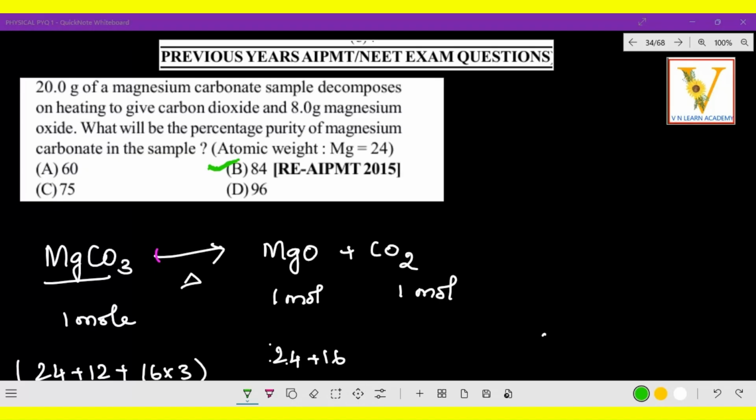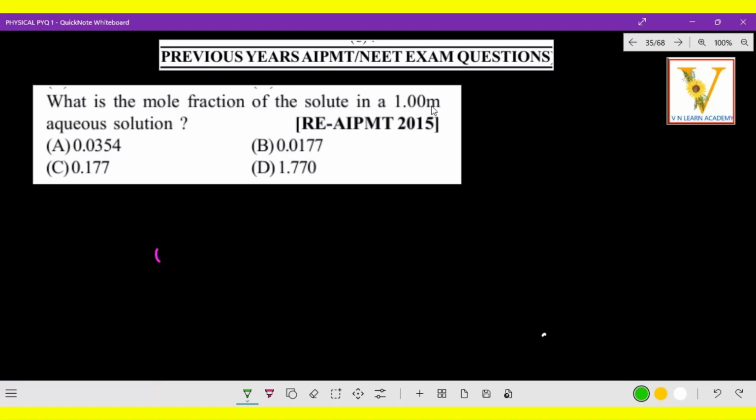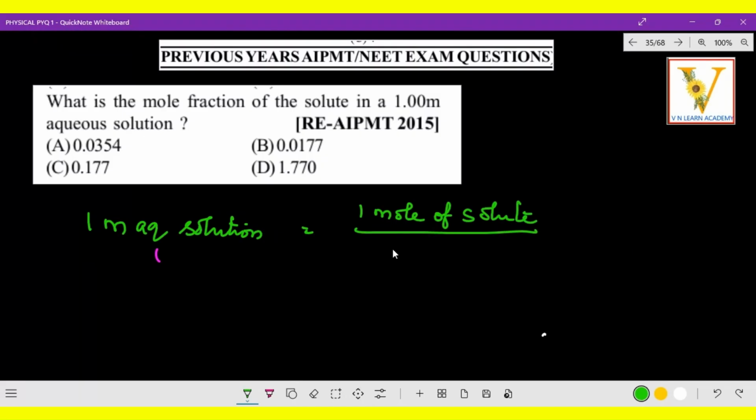Come on. Mole fraction of solute in 1 m, that is molality, aqueous solution. This is very simple but they asked it in a tricky way. Okay, let's discuss this question. 1 m, small m, represents molality. So a 1 m aqueous solution represents what? 1 mole of solute divided by 1 kg of water. That is what molality means: 1 mole of solute divided by 1 kg of solvent. So that is only solute and solvent.